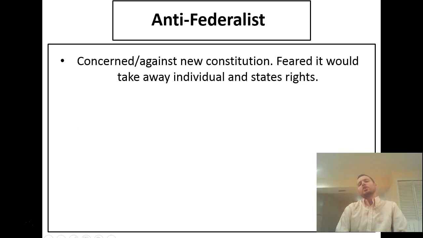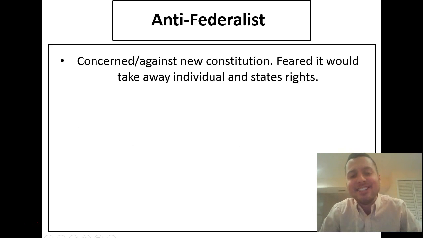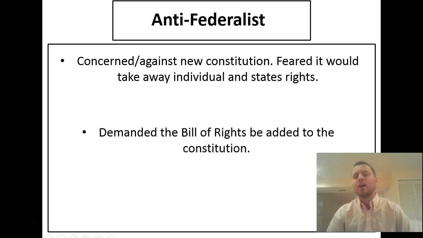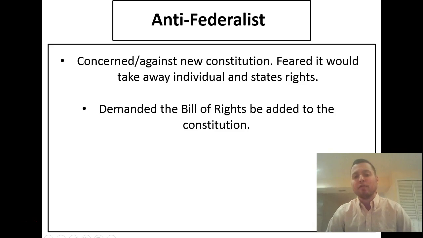They were against the new Constitution because they feared it would take away individual and states' rights, which is why they only would agree to it, or some of them eventually agree to it, if they got the Bill of Rights. That is why the Bill of Rights and the Anti-Federalists are so important. Very good. Here we go. Demanded the Bill of Rights would be added to the Constitution. You got that one down already earlier. We'll get that one down again.